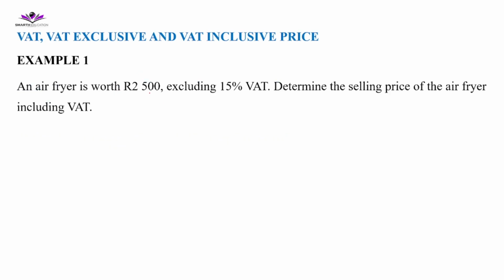An air fryer is worth 2,500, excluding the 15% VAT. So it means this price is VAT exclusive. Now determine the selling price of the air fryer including VAT. So now we're calculating the VAT inclusive price. You can start by finding your VAT amount. Remember, VAT is 15%, so find 15% of 2,500, which is equal to 375 rand. This is the VAT amount.